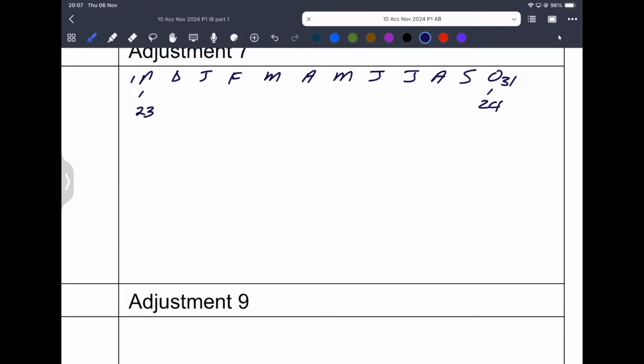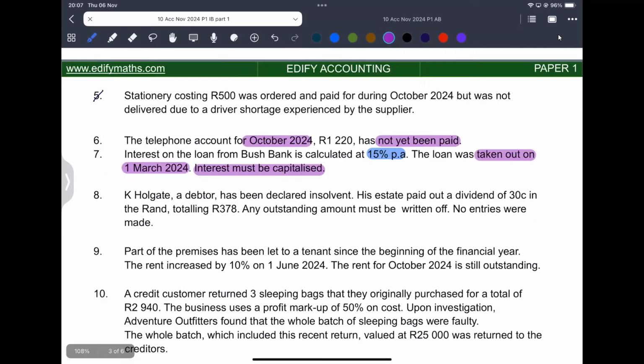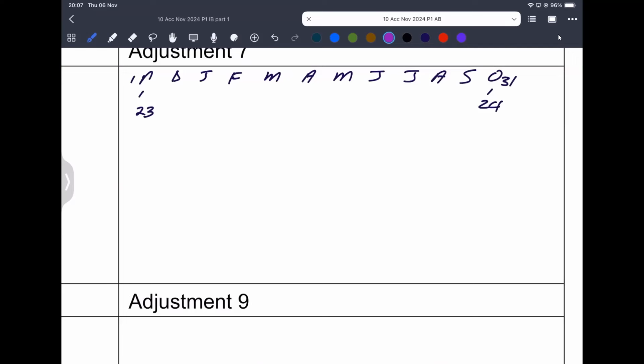So it's 2024. And it says we took the loan on which day? We took the loan on the 1st of March 2024. And let me see where March is. March is here. It was taken here. So this loan was taken here, meaning that we've had it for this whole period. Let me count it. 1, 2, 3, 4, 5, 6, 7, 8. So we've had it for 8 months.